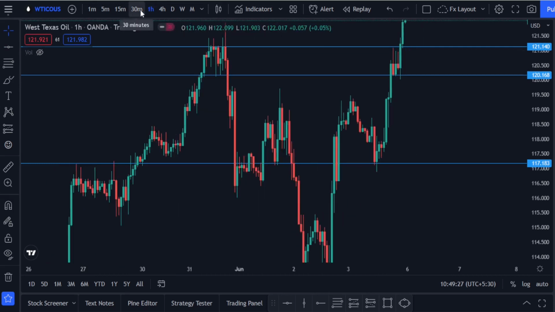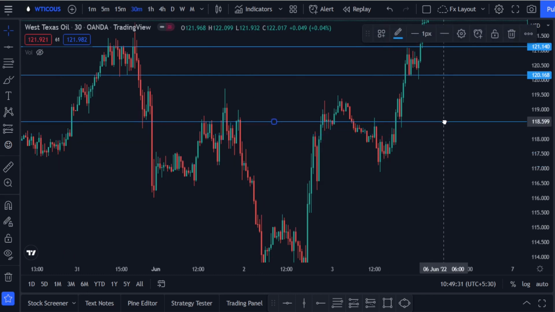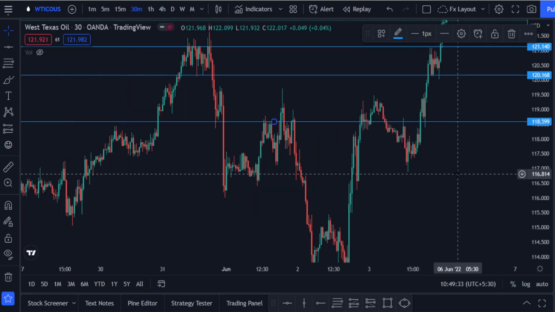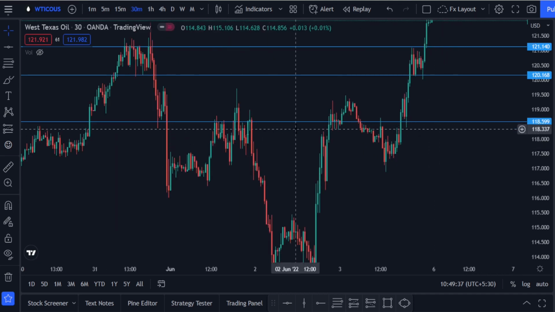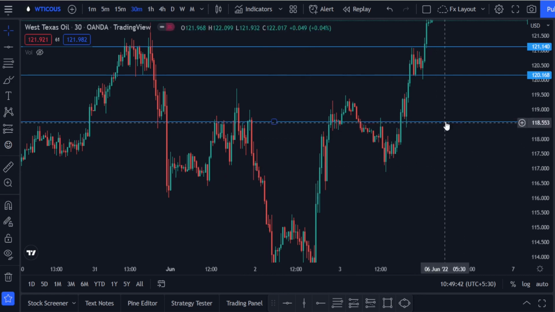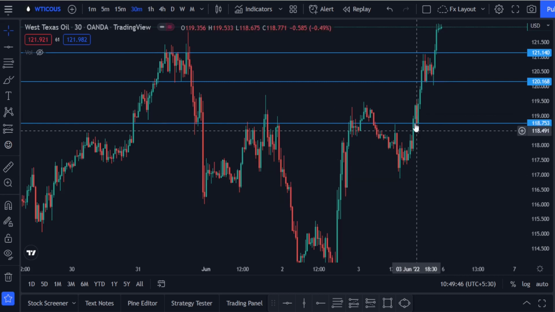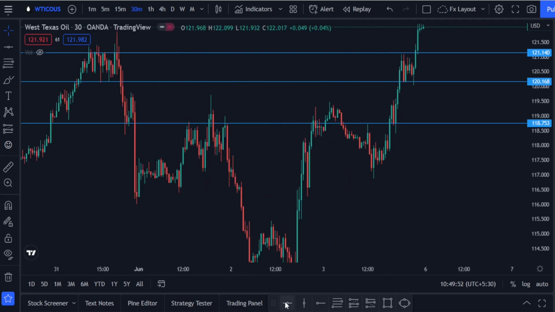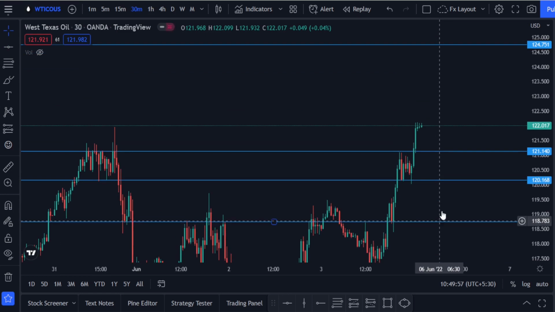Another support can be right here, or we can move it to this area as well, because every time price breaks and closes below this area, we move to the next support, right? So we can mention this one as the next support. As you can see, this area has been respected multiple times by the price. This one is the support, and this one is going to be the next support. So these are the different supports and resistances which I have marked.